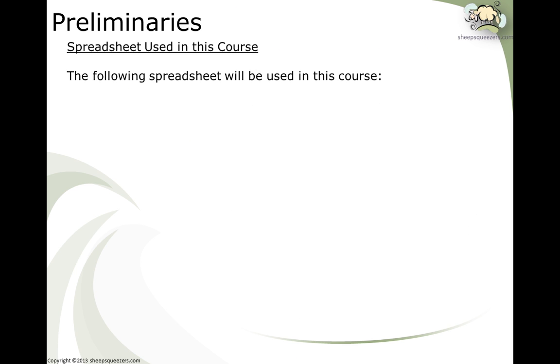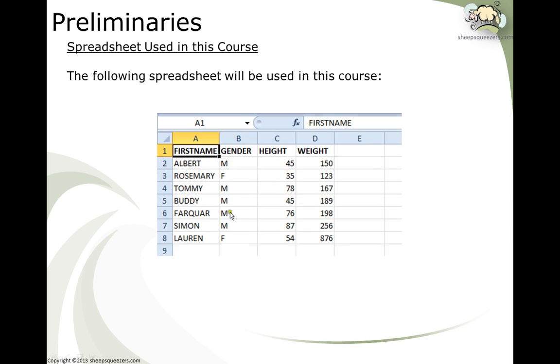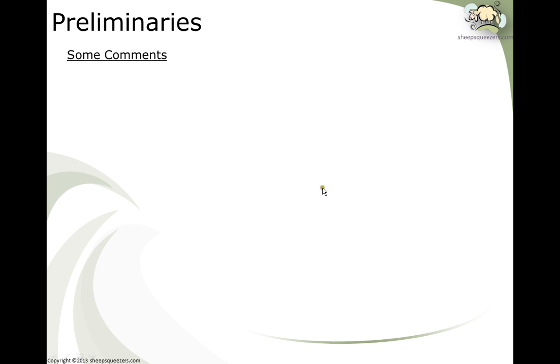Let's talk about the data used in this course. The following spreadsheet will be used in this course. It contains the columns first name, gender, height, and weight. First name is just obviously the first name of the person. Gender, M for male, F for female, of course. Height would be in inches, and weight would be in pounds.